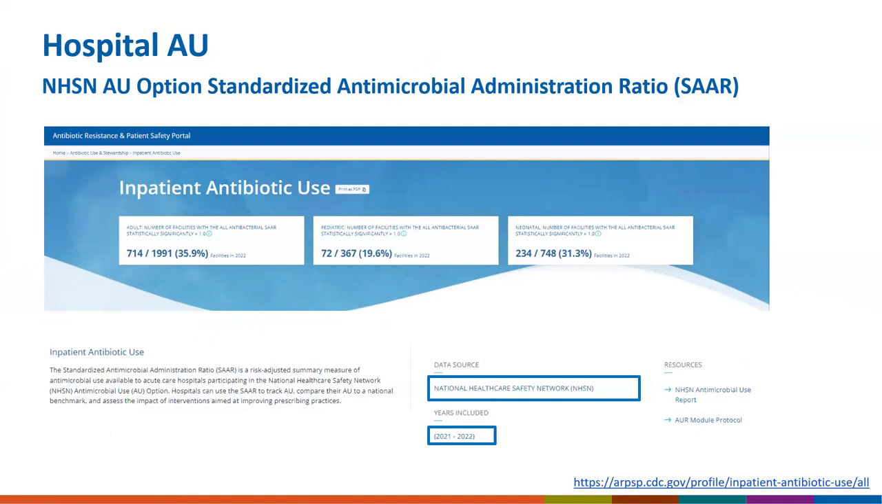Hospitals and state health departments can also use the SAR data on the portal to compare their AU to their state distributions and potentially use these for state targets.